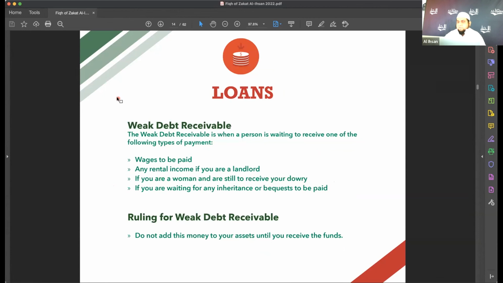We'll talk about loans and then we'll take a break, inshallah. So loans are of two types. One is a weak debt, and one is a strong debt that we'll look at next. So a loan, basically when money is owed to you, that's what we're talking about. Do you pay zakat on that?